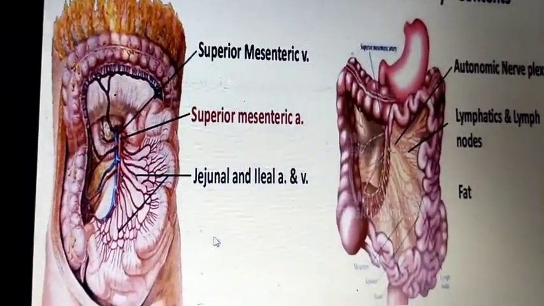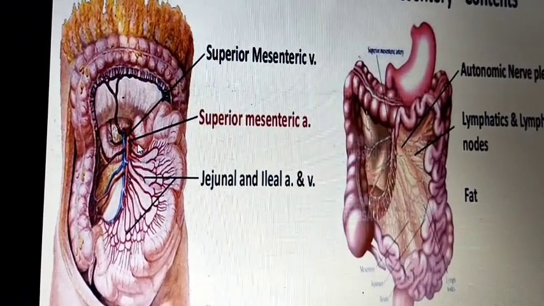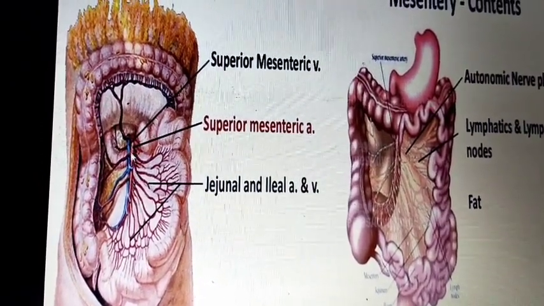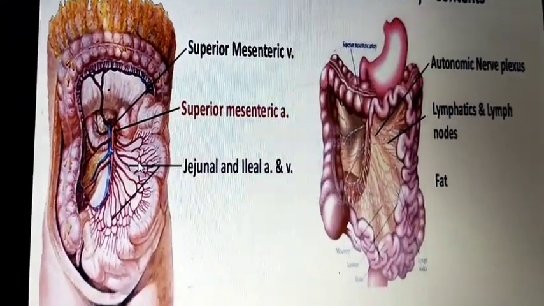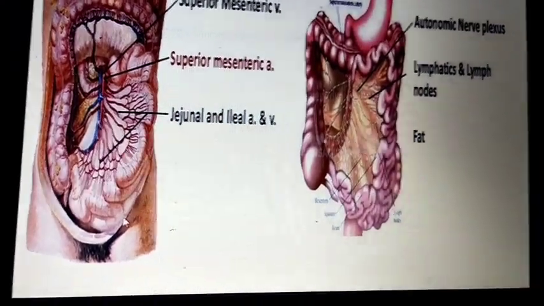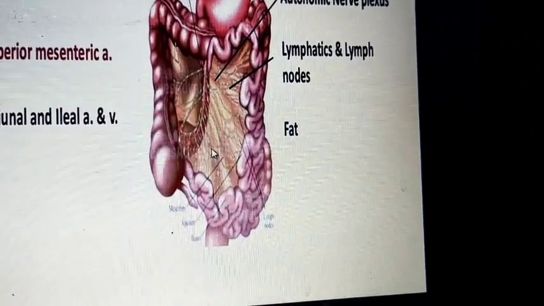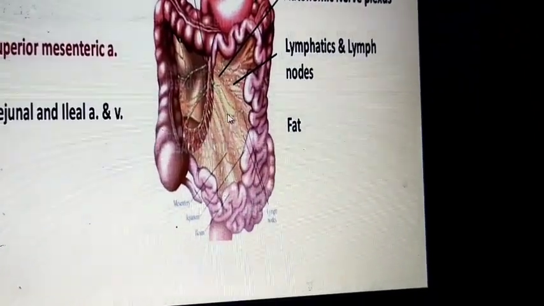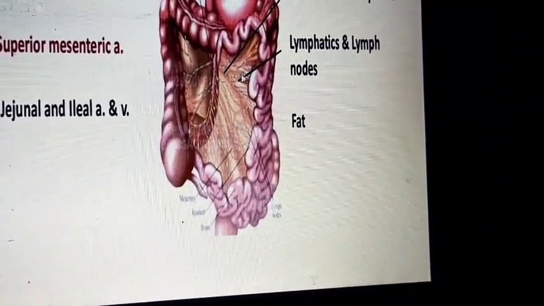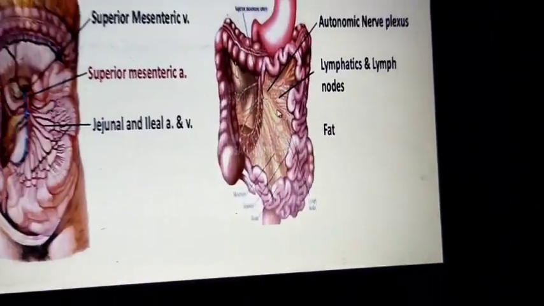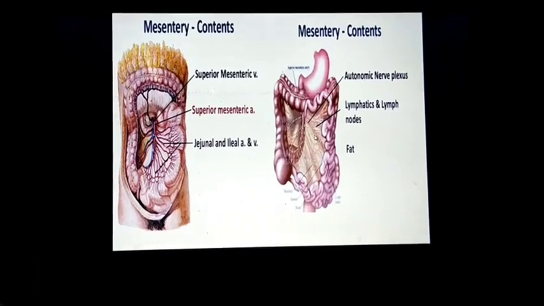What are the contents of the mesentery? You can see here, this is the mesentery. This is the superior mesenteric artery and superior mesenteric vein, then this is the jejunum and ileum. These nodular or rounded structures are the lymph nodes, and the yellow color is fat, and the nerves. These are the contents of the mesentery.